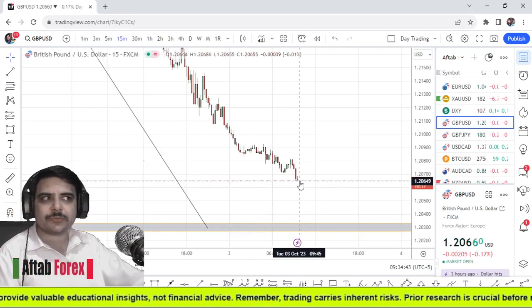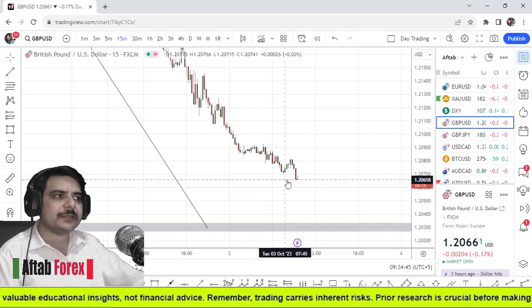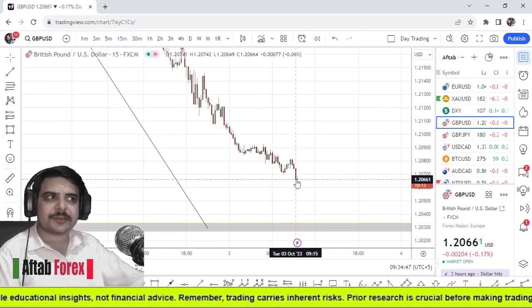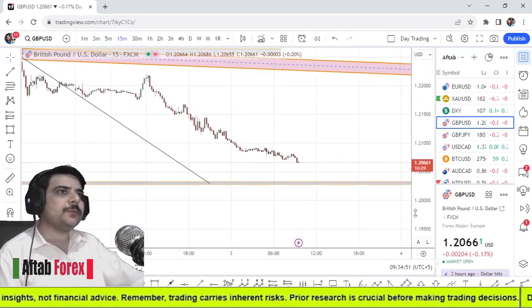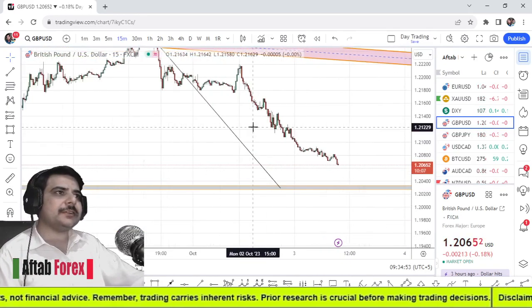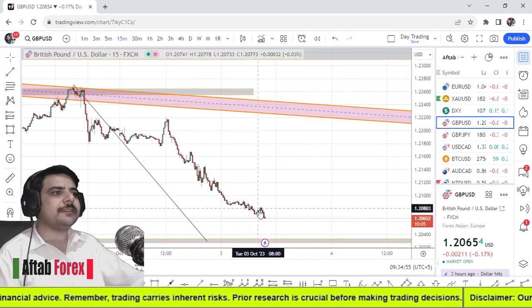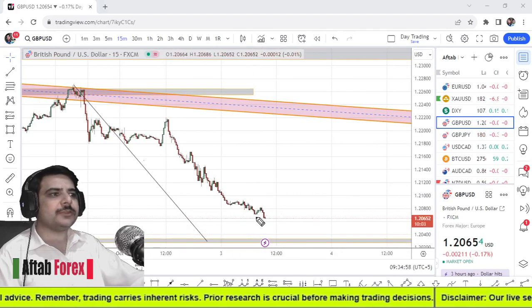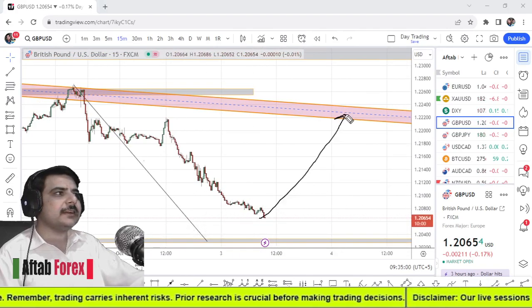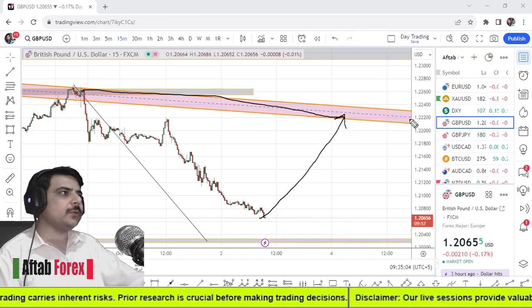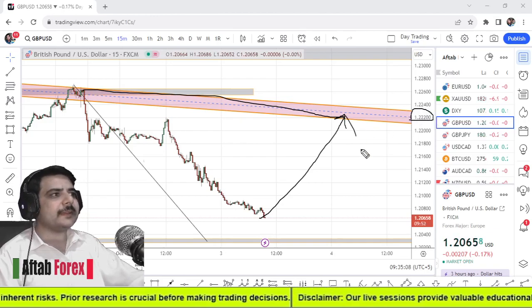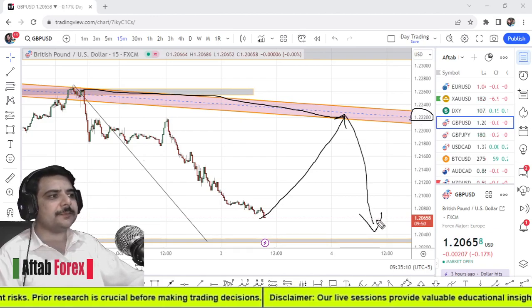but right here, since this is not a support zone for me, does that mean I should take a sell trade right here? That depends on the traders, right? In my opinion, the right scenario will be if the price goes back up to take a retest at this resistance or this trend line today near 1.22200, then it can become a very nice sell opportunity.